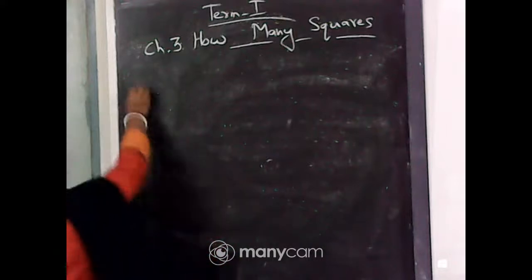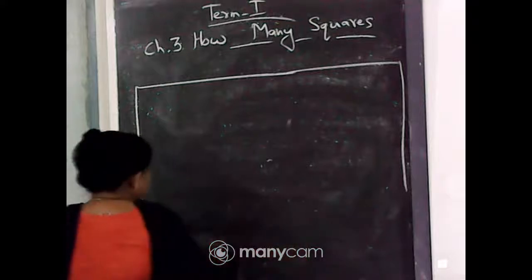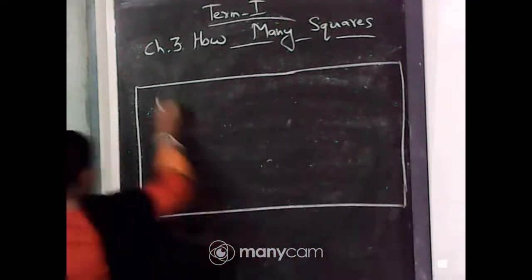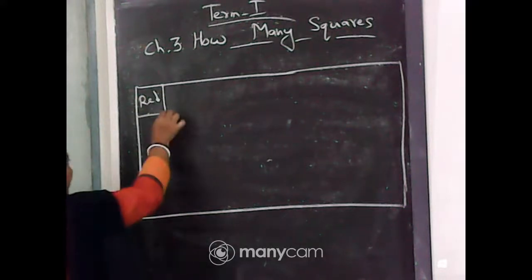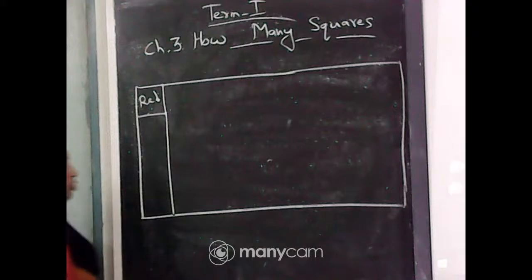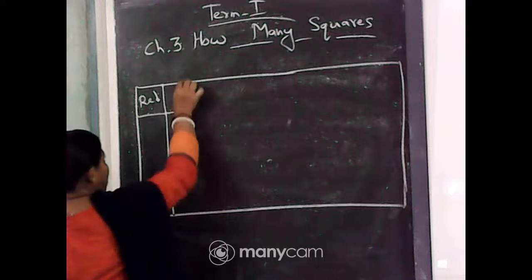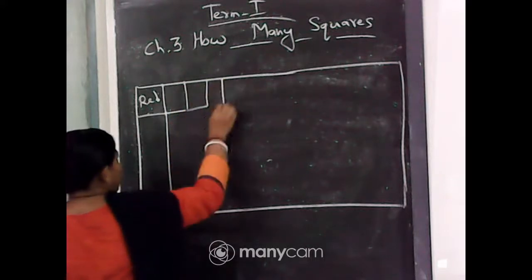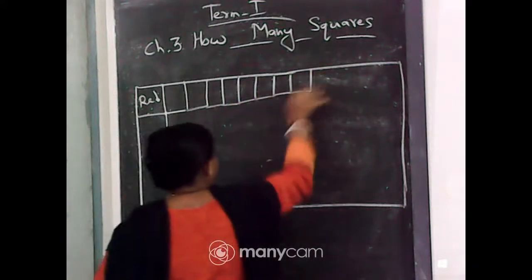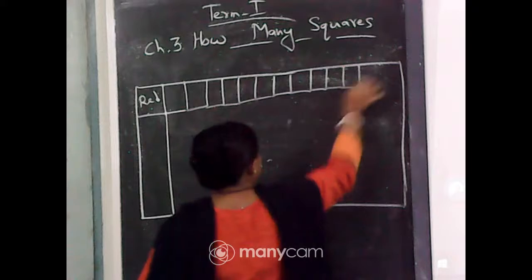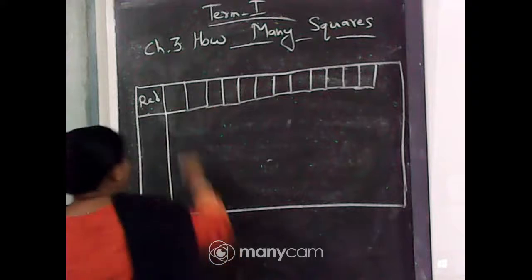Suppose this is given, and here one red color box is given. You leave this row, then count from here 12 squares: 1, 2, 3, 4, 5, 6, 7, 8, 9, 10, 11 and 12, like this. You count 12 squares and then join it.